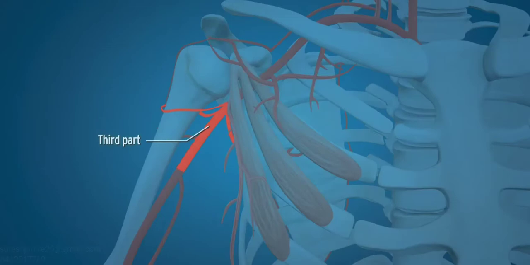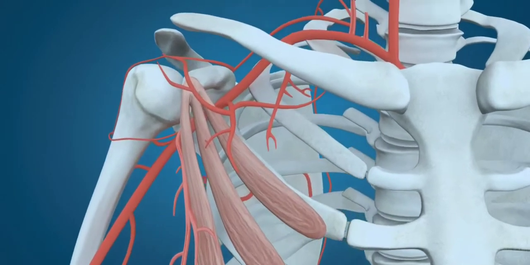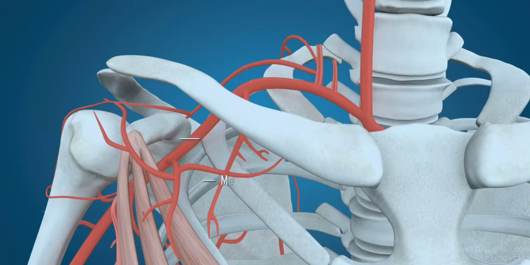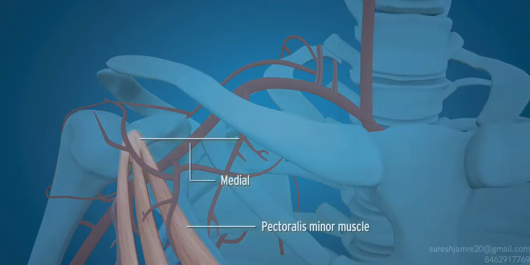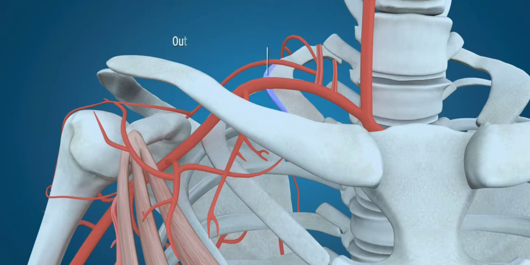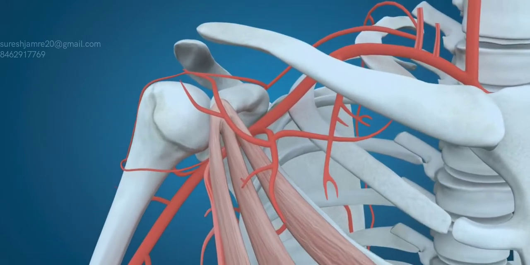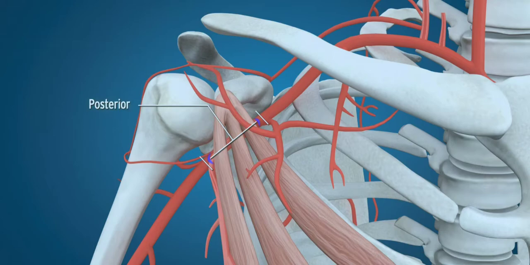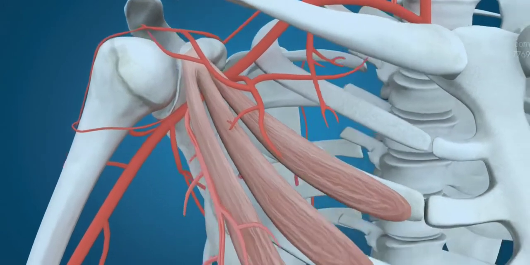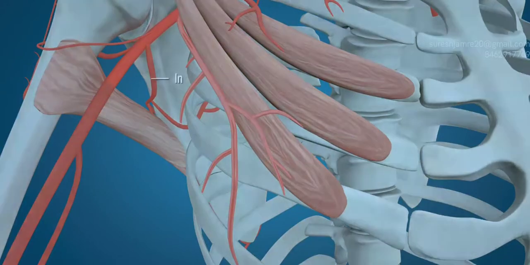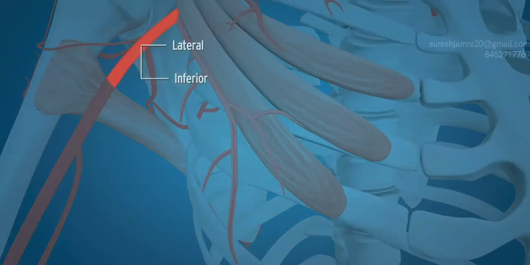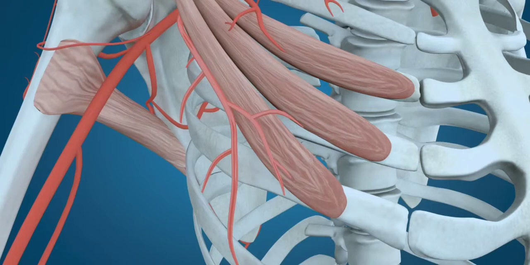The first part of the axillary artery is superior and medial to the pectoralis minor muscle. It extends from the outer margin of the first rib to the upper margin of the pectoralis minor muscle. The second part of the axillary artery is posterior or deep to the pectoralis minor. The third part is inferior and lateral to the pectoralis minor muscle. It extends from the lower margin of the pectoralis minor to the lower border of the teres major muscle.